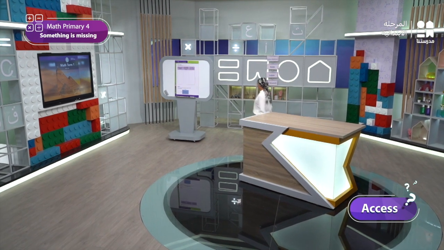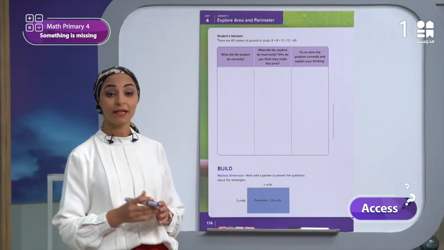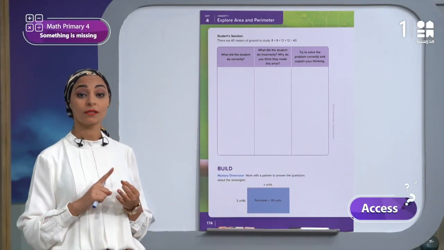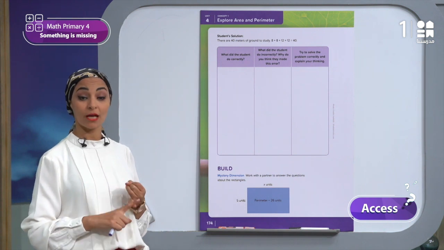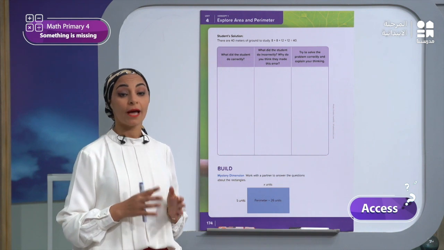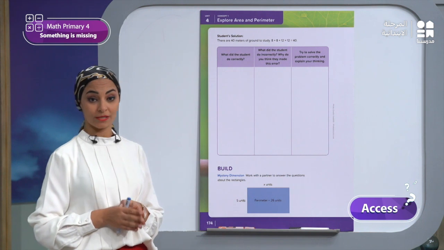Now let's see it all together. We are required to identify what Amir did correctly and what he did incorrectly, what the error is, and we will write the right answer. Okay? And explain our thinking.